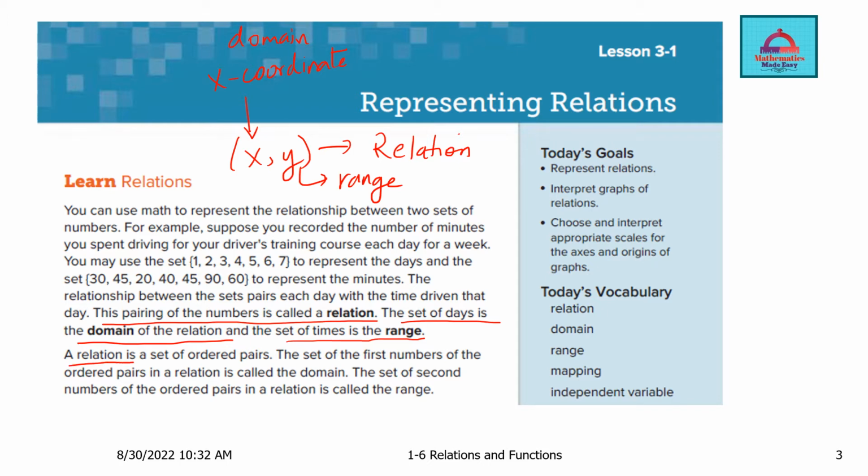So a relation is a set of ordered pairs, as you see, these ordered pair x comma y. The set of the first numbers of the ordered pair in a relation is called domain. So the x coordinate is called domain, and the set of second numbers in the ordered pairs is called the range. So this is very important.